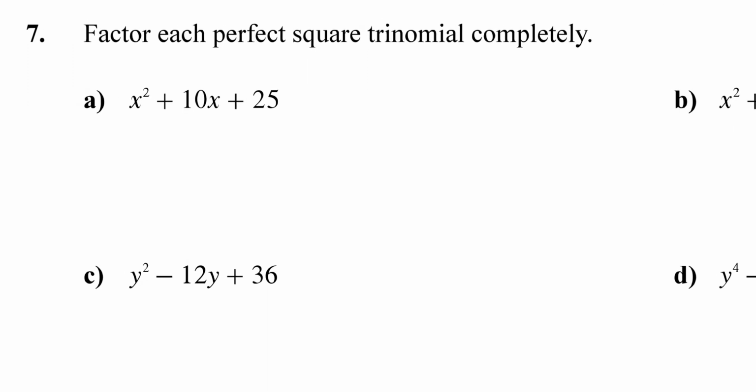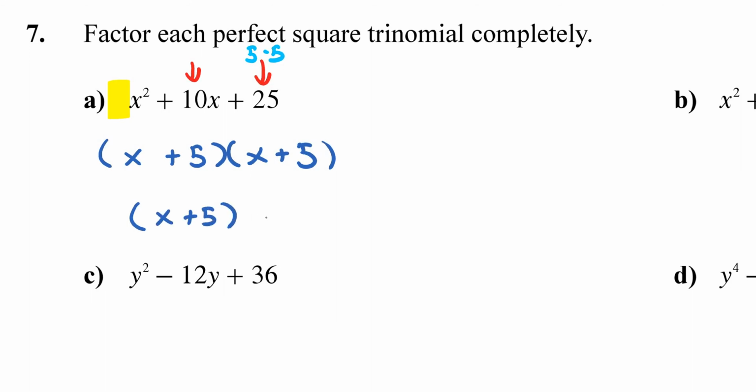All right, so for question number 7, I need to factor each perfect square trinomial completely. Okay, so we have a trinomial here, and basically for these ones, since we don't have a leading coefficient, our leading coefficient is just 1, I recommend that you find two numbers that multiply to 25, and those two numbers need to add to 10. So the two numbers that multiply to 25 are 5 and 5, plus 5 gives you 10, so you can write this as x plus 5 times x plus 5. And since both of these binomials are the same, you can rewrite this as x plus 5 all to the power of 2.